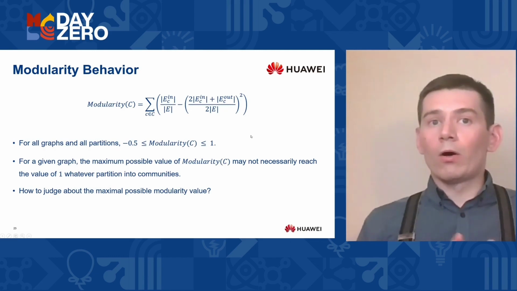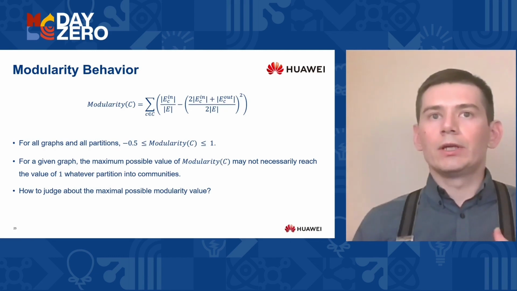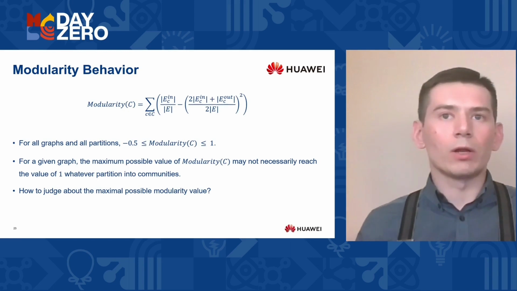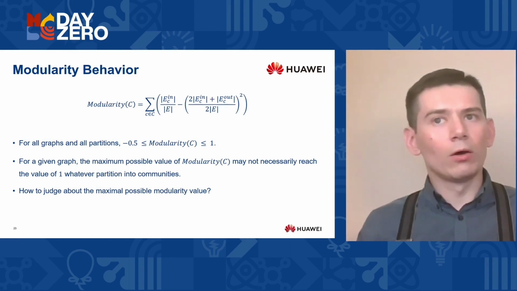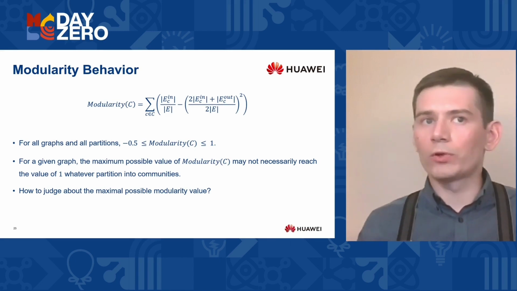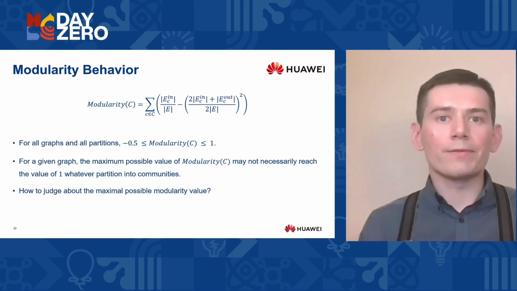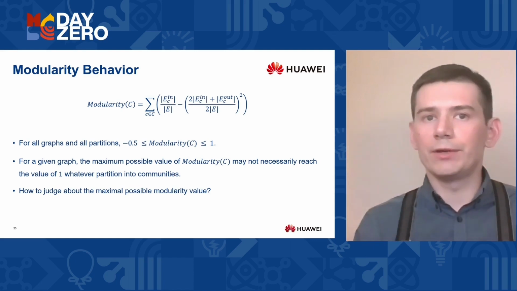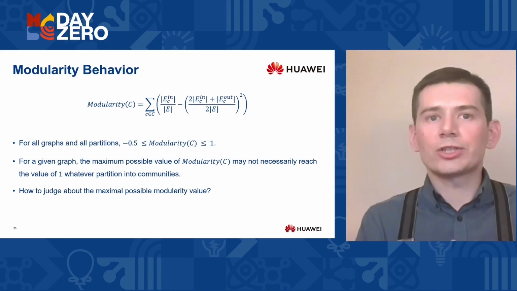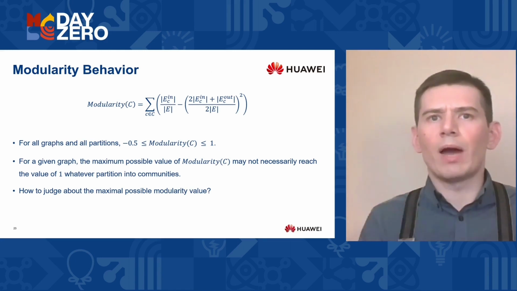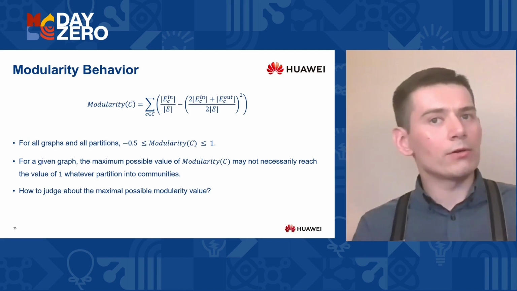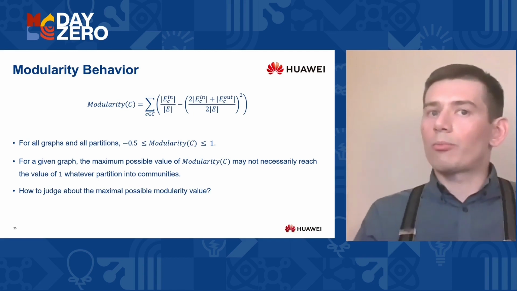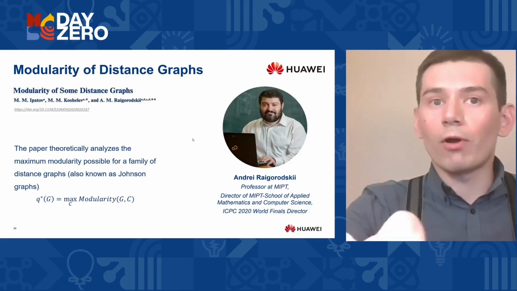So now we know that modularity takes a value from -1/2 to 1, and we also know that it may not necessarily reach the value of 1, whatever partition you consider. And we also know that for all 3 graphs, the maximal possible modularity is different. So we have a question: how to judge the maximal possible modularity value? Do we have theoretical results, or do we only have practical results in this area?